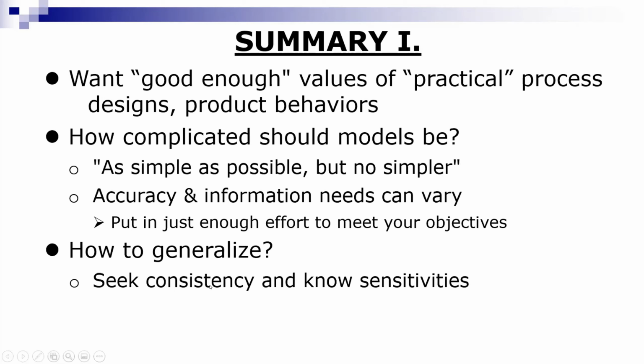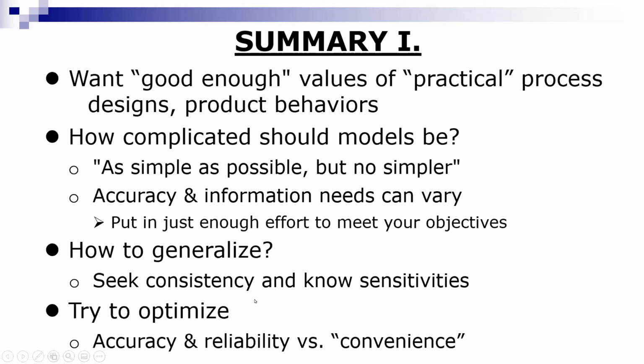How do you generalize? Well, you got to look for consistency, and you got to know the sensitivities to the results. And you should try to optimize the problem of accuracy and reliability versus convenience. High accuracy and reliability take a lot of effort. Convenience is, well, that's low effort. On the other hand, if you get too convenient, you're probably not going to get enough accuracy and reliability. That's why that's an optimization problem. Think about that relative to the two possibilities when you're evaluating your system.